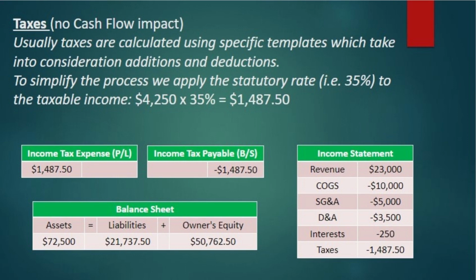Last step, we calculate taxes. Usually, the calculation is done using specific templates, taking into consideration fiscal additions and deductions. In this case, we simply apply the statutory rate, for instance, 35%, to the taxable income. This is our profit before taxes, as per income statement, $4,250. We debit tax expense and credit tax payable. Now, we are also able to calculate the profit of the year, which is $2,762.50.